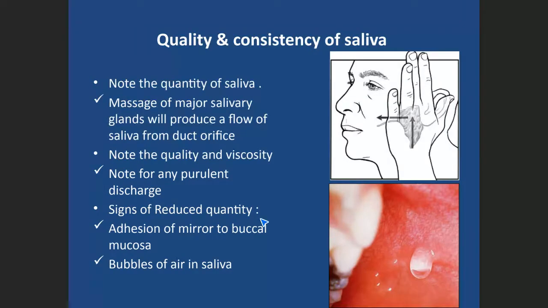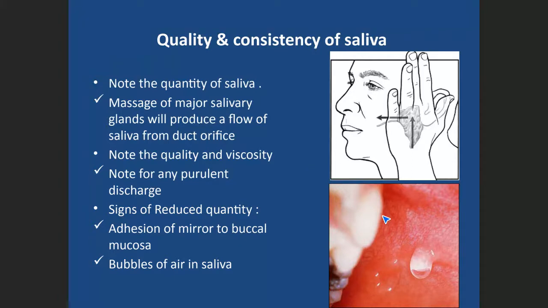Here you also have to look for the quantity and the quality of the saliva. Usually when the saliva is coming out profusely, easily, that means the salivation is normal. But sometimes you see pus or purulent material coming out of the duct. That means there is some kind of infection. So always you have to check the quantity as well as the quality of the saliva.